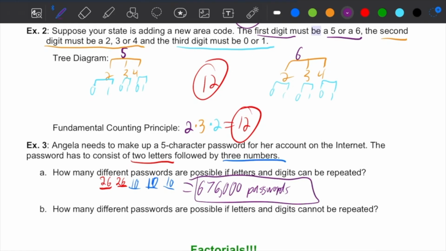Quite a bit. So if you're just trying to randomly guess someone's, there's not a good chance you'll get it right. Now let's say how many are possible if they cannot be repeated.